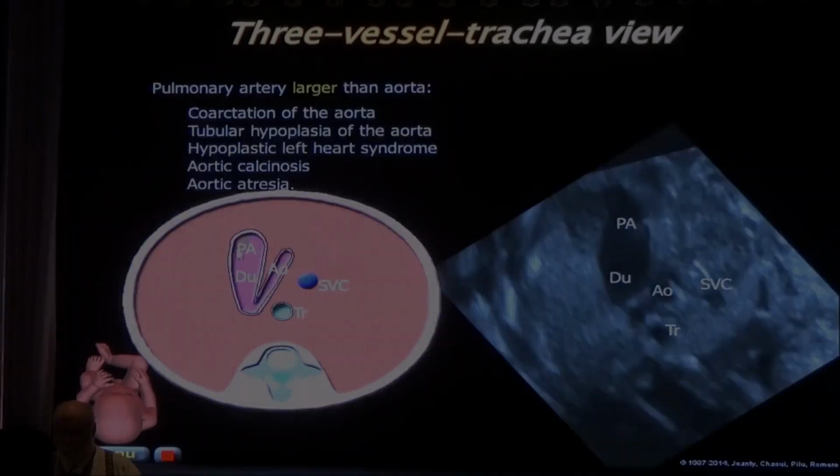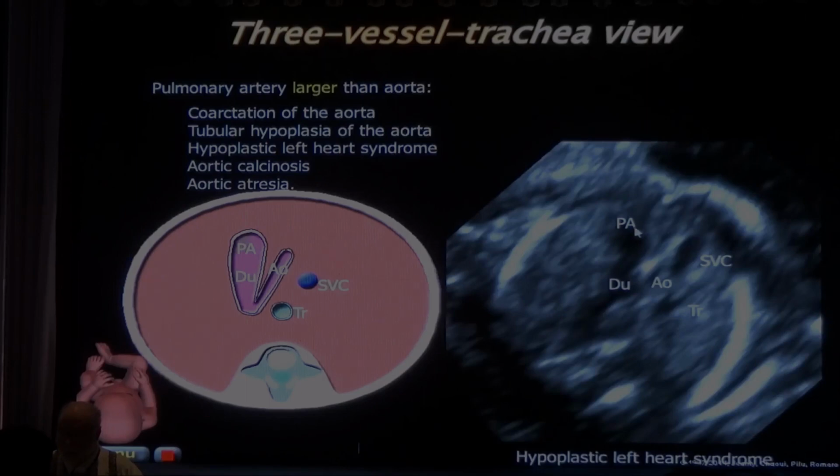Here, on the other hand, we have a large pulmonary and a very thin aorta. So the aorta is very small, and you can see that it's not posterior to the line that I described to you when we were talking about the three vessel view. Think about coarctation of the aorta, tubular hypoplasia of the aorta, hypoplastic left heart syndrome, and so on and so forth.